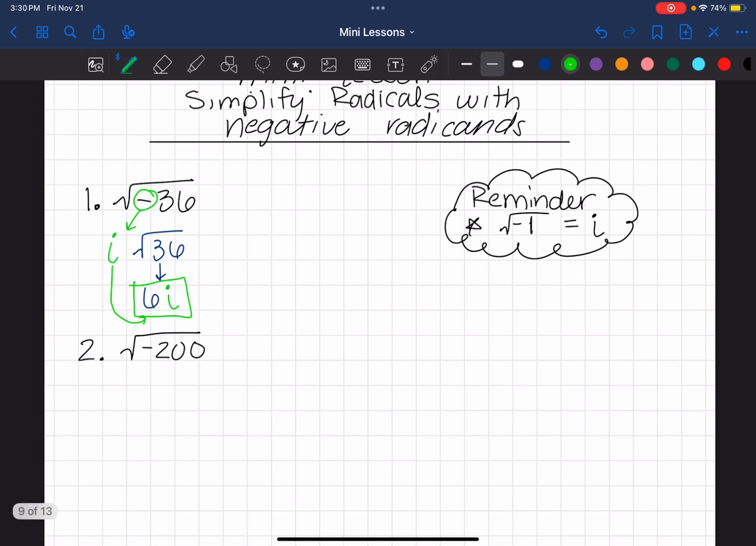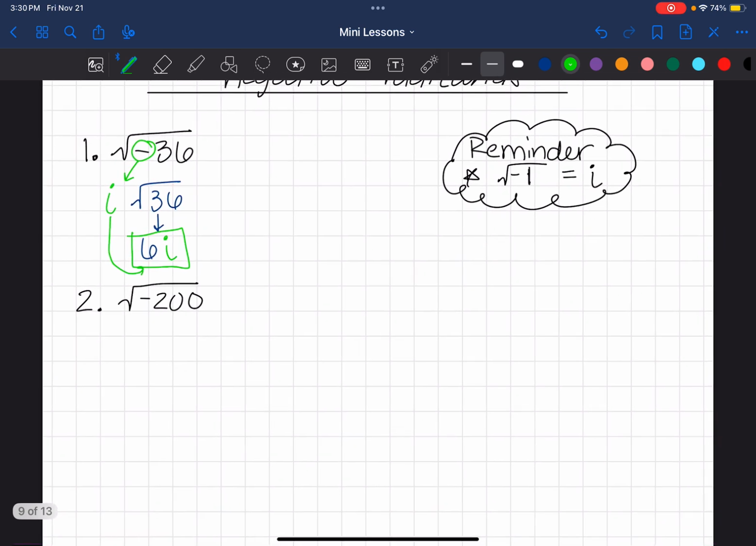All right, let's look at example 2. So same process. We're taking the square root of -200. So the first thing we have to take care of is this negative. So I'm going to take that out to give me i, leaving us with the square root of 200. Now that our radicand number is positive, we can start to simplify. The square root of 200 is not perfect.